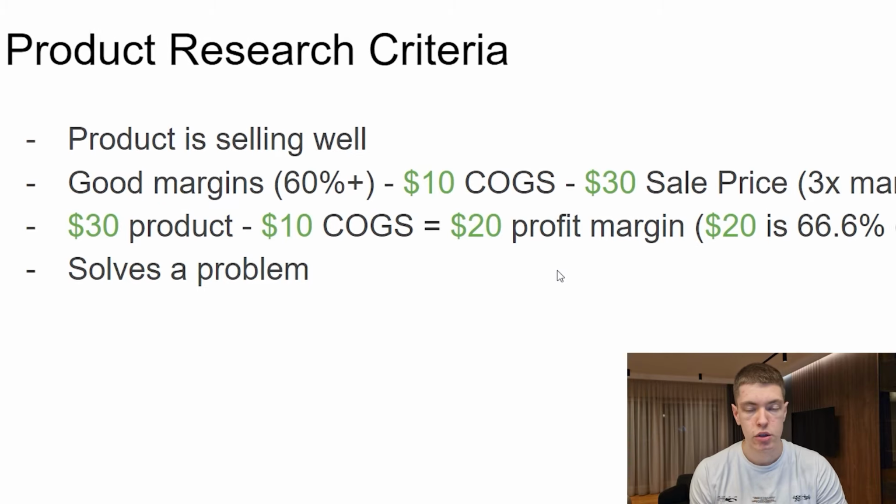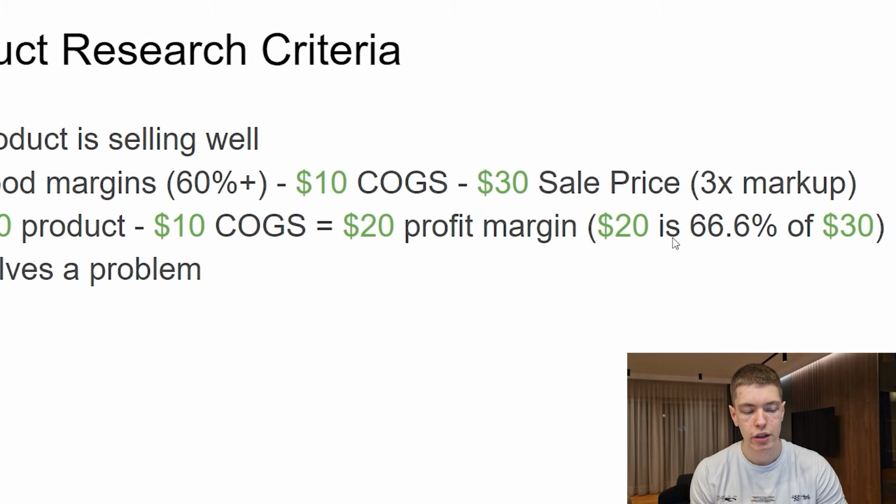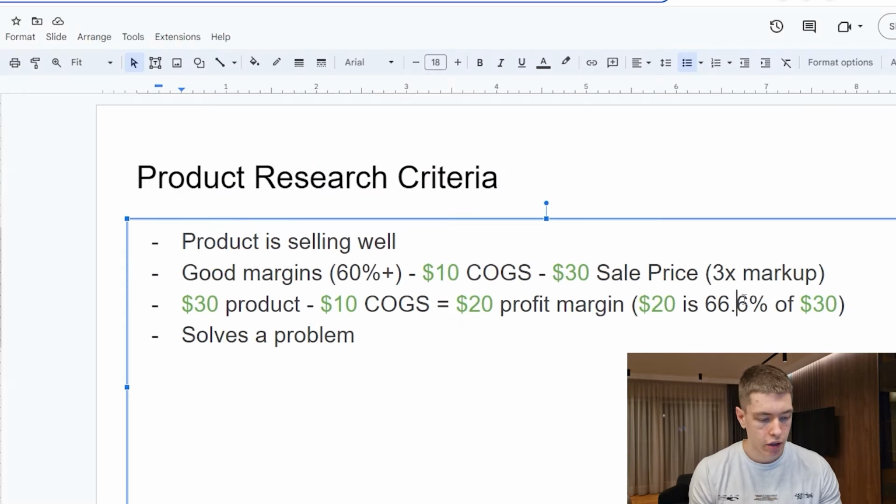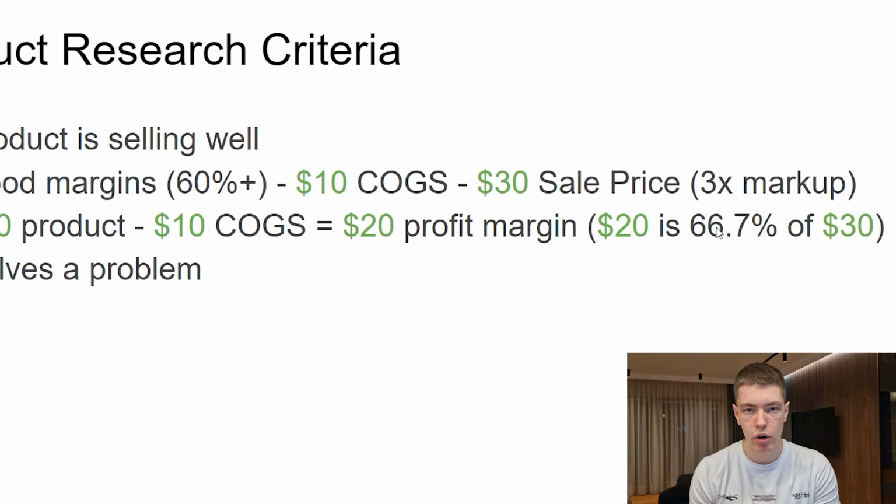Once you can see these numbers, you just want to make sure that your profit margin number is at least 60% of your sale price. So $20 is 66.6% of $30. Now I don't like that number, so we're just going to pretend it's 66.7, but you get the point. As long as it's 60% or higher, you're good.